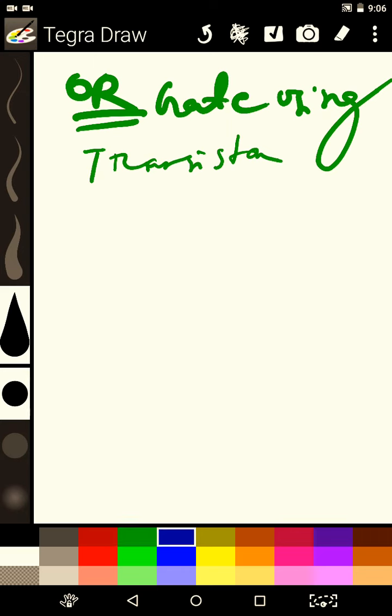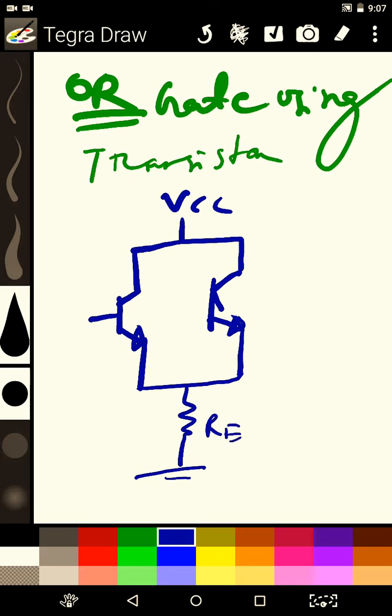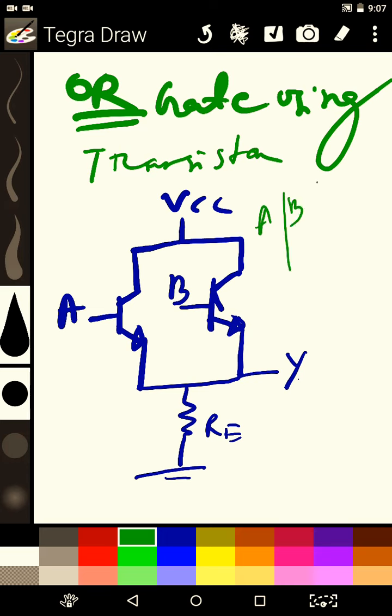This is the designing. Let VCC be the terminal, this one the emitter terminal, and this one the base terminal. Again we connect another, because we are now designing a 2 input OR gate. So this one is a resistor, the emitter resistor RE. Here we are taking the output. This one is the A terminal, input A, then B, and this one is the output. Here also we can verify the OR gate truth table A, B and Y.